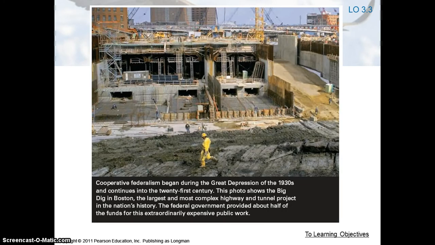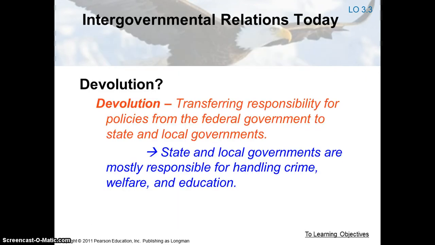Case in point, and you'll see when we get to fiscal federalism and a little more marble cake definition, is the big dig up in Boston, or as they say in Boston, Baston. I don't know why. I'm not a big Boston fan. Go Yankees. So, something that's come up over the years is something called devolution. Devolution is this transferring of power back to the states.